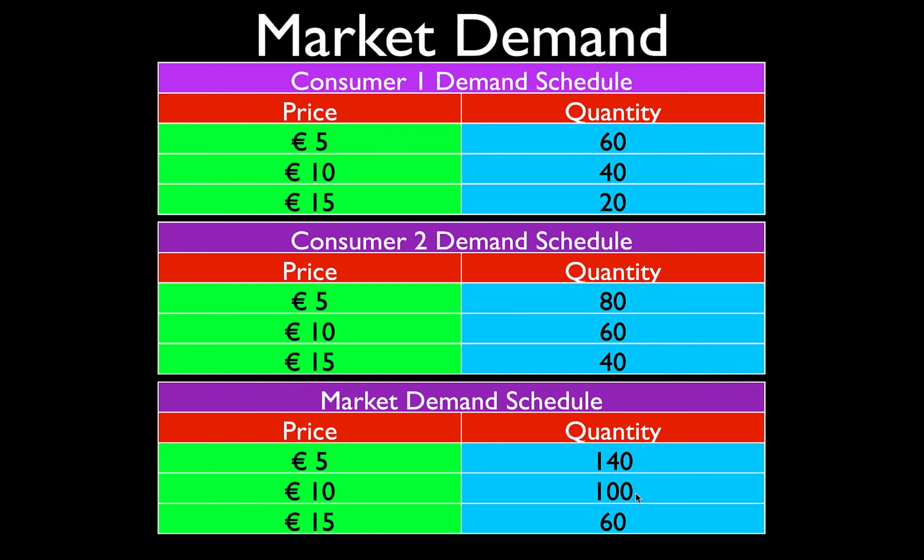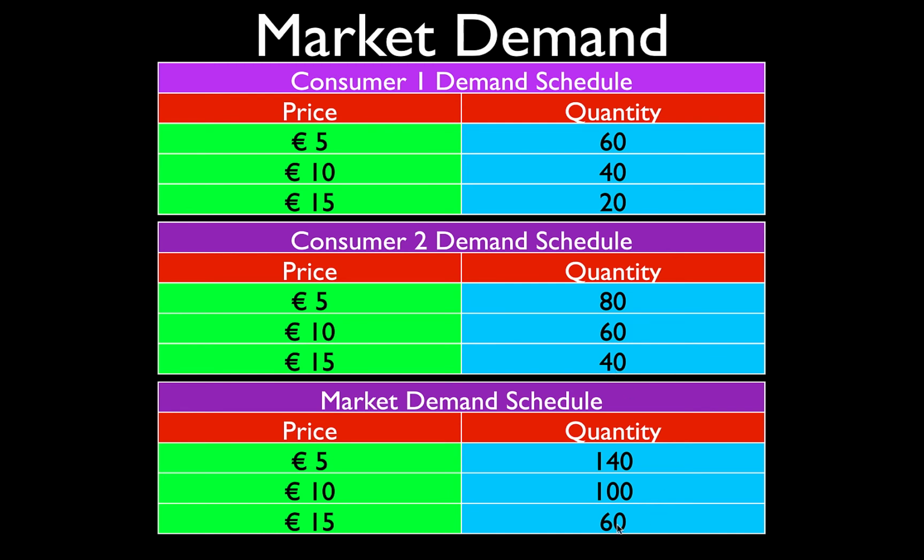Now, I understand that the definition said the horizontal sum. That will make more sense when I go to the diagram. So let's have a look here. At €15, consumer 1 wants to buy 20. And at €15, consumer 2 wants to buy 40. So therefore, the market demand, given that there are only these two consumers, at a price of 15 is 20 plus 40, which is 60. Now, I really hope that makes sense.